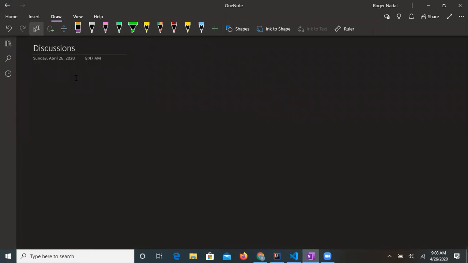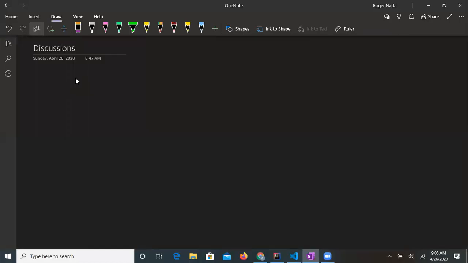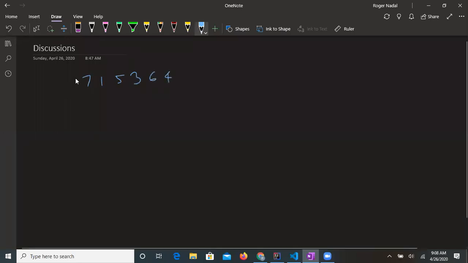Okay. So the price is, for example, okay, I have to choose something, maybe this one: 7, 1, 5, 3, 6, 4. That's the price for different days. So normally I like to draw a graph. I'm a visual guy. I understand more when things are this way.